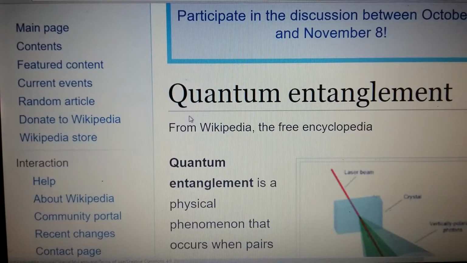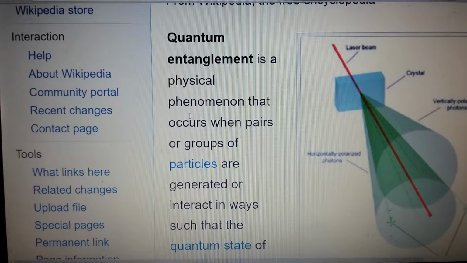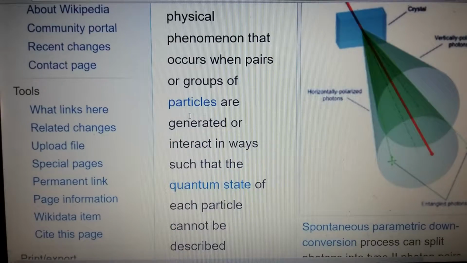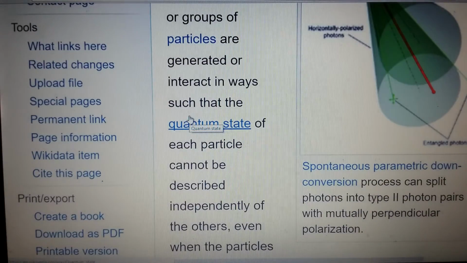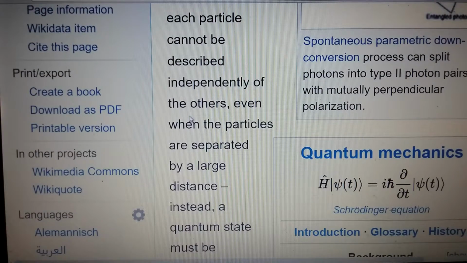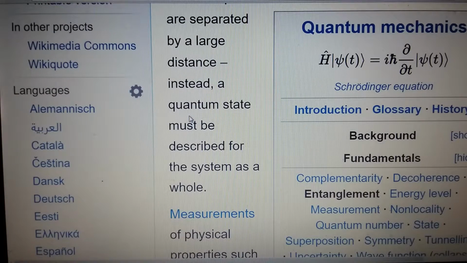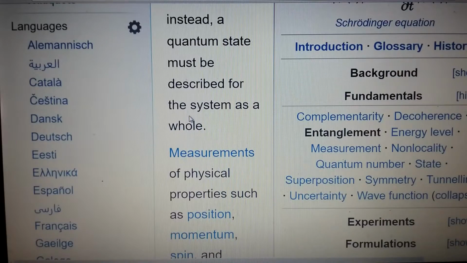Quantum entanglement is a physical phenomenon that occurs when pairs or groups of particles are generated or interact in ways such that the quantum state of each particle cannot be described independently of the others, even when the particles are separated by a large distance. Instead, a quantum state must be described for the system as a whole.